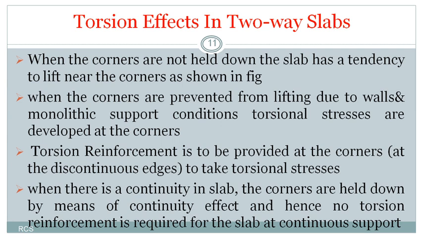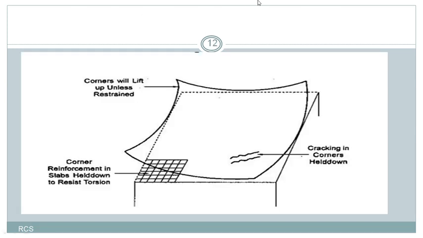Because of that, at the corners of the slab there may be a chance of torsional stresses. Because of the torsional stresses, cracks will occur. We'll see how this torsional effect arises. We know that when the corners are not held down, the slab has a tendency to lift near the corners, as shown in the figure. Assume that initially there is no parapet wall, or the slab and beams are not cast monolithically. The slab will fold like this: this corner will lift, that corner will lift, and each is free to lift.